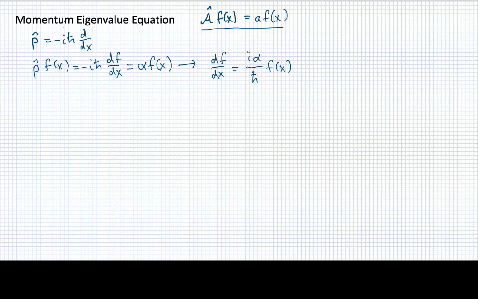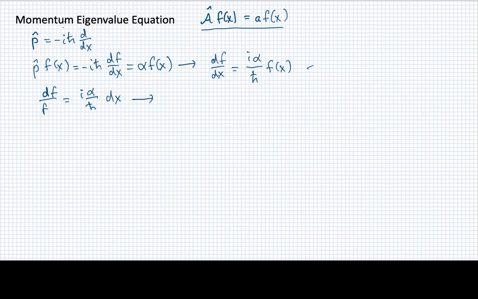Now, as we have done in other circumstances in the fall course, we could divide both sides by f and multiply both sides by dx, and we could end up with an equation that looks something like this: df over f is equal to i alpha over h bar times dx. And then integrate both sides.